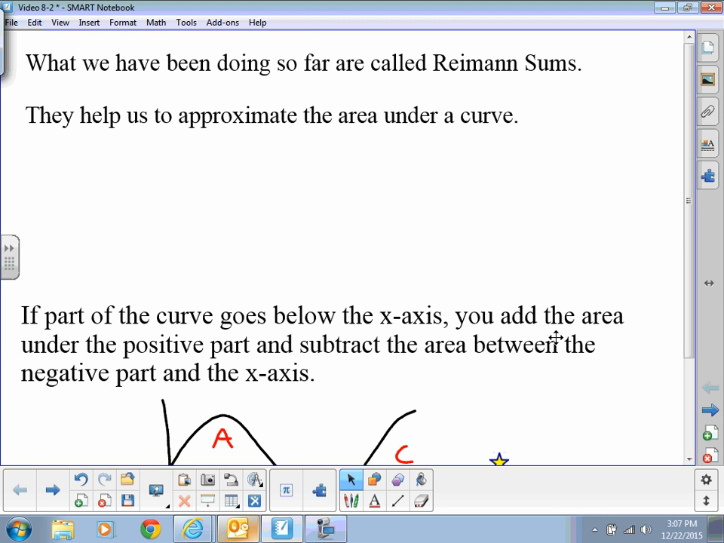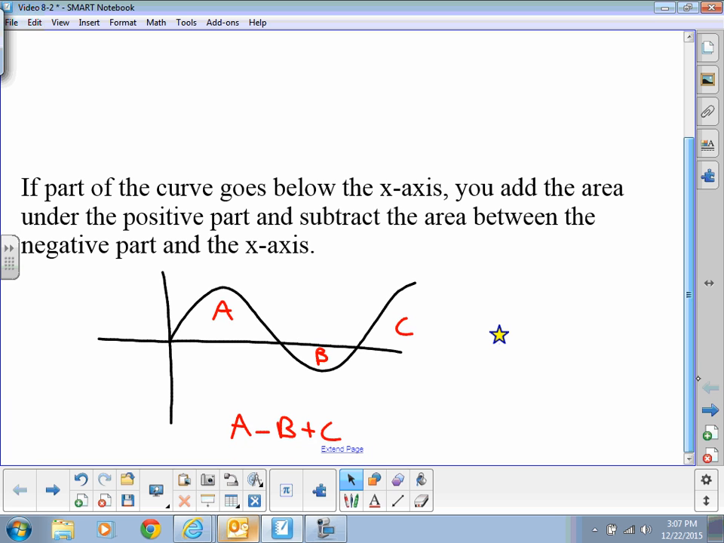So the process we've been doing so far, where we're adding up a whole bunch of rectangles, is called Riemann sums. And this helps us approximate the areas under a curve. Thus far, we've had functions where the area between the curve and the x-axis, because that's what we're really meaning when we say the area under the curve, is that space between the curve and the x-axis. So far, our functions have all been above the x-axis. Well, that will start to change now.